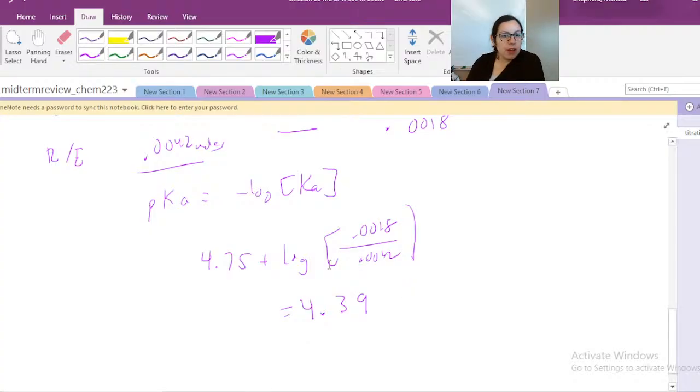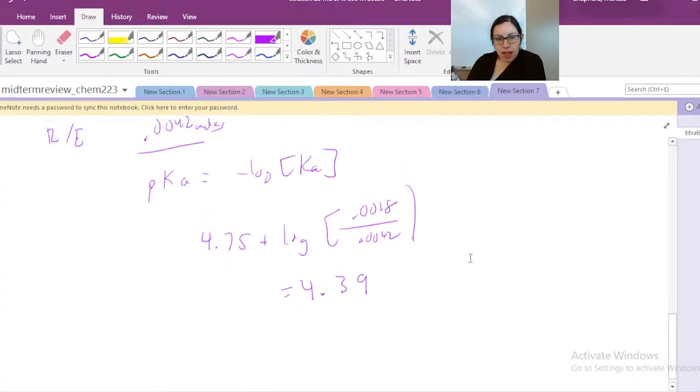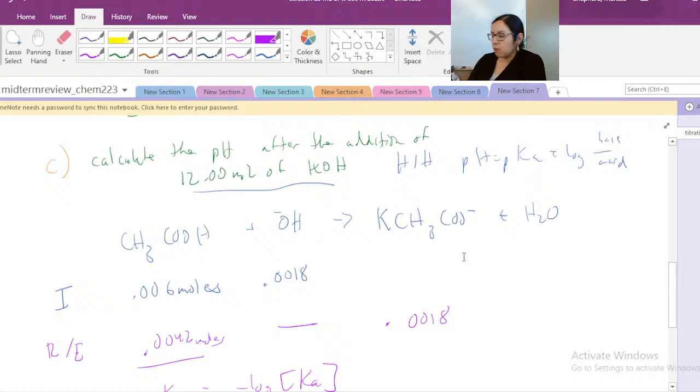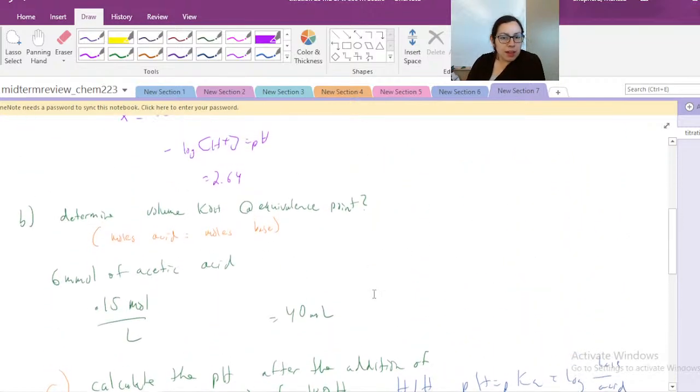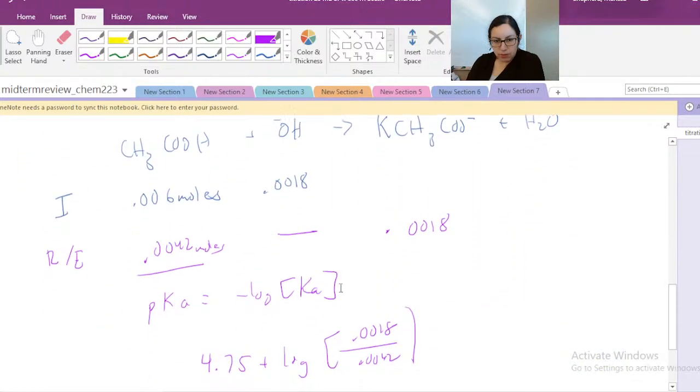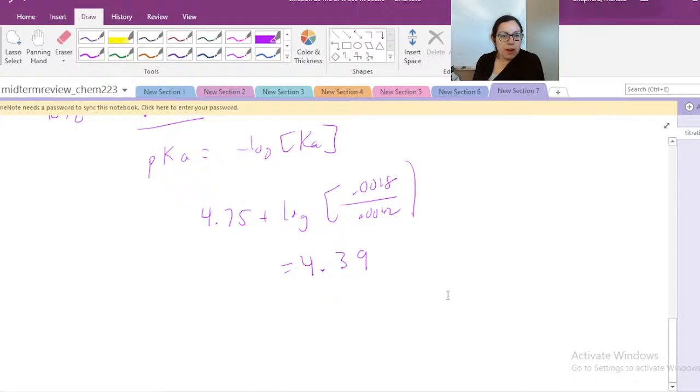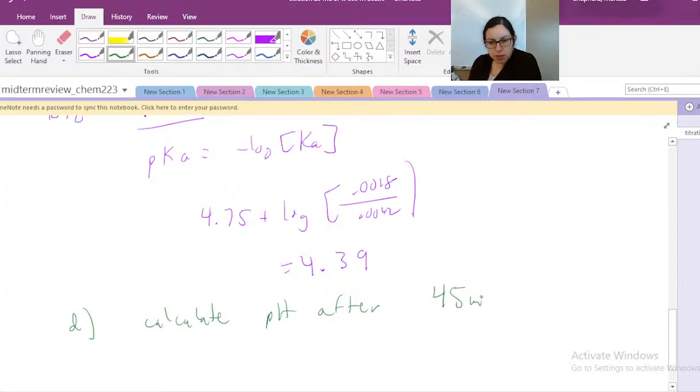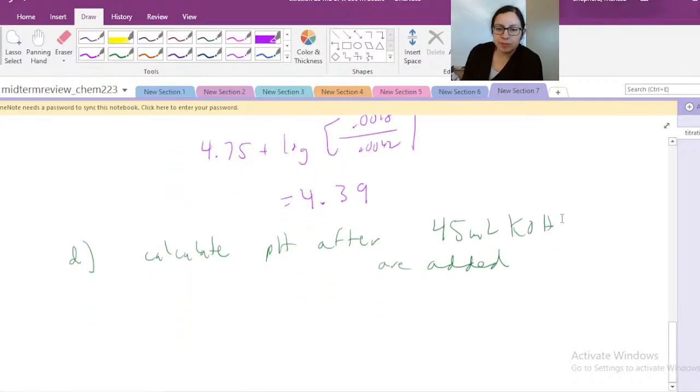And so now let's try the last sort of situation that we'll see on our exam. At least you calculated the equivalence point. And so now what happens: calculate pH after 45 milliliters of KOH are added. So what's the difference? How do you treat that? It's a little bit different.